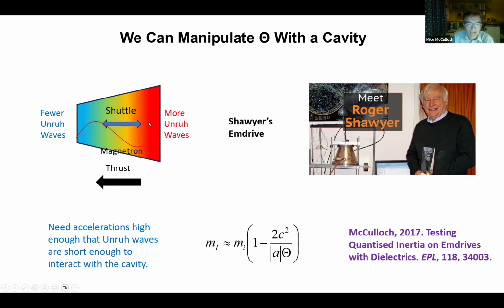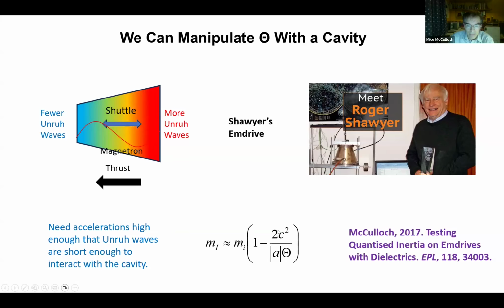So inertial mass is more efficient at this end. But every time they go to the narrow end, there are fewer Unruh waves. So inertial mass is less efficient. So the upshot of this is that you get a slow transfer of inertial mass towards this end. And in order to conserve momentum, the system has to move towards a narrow end.